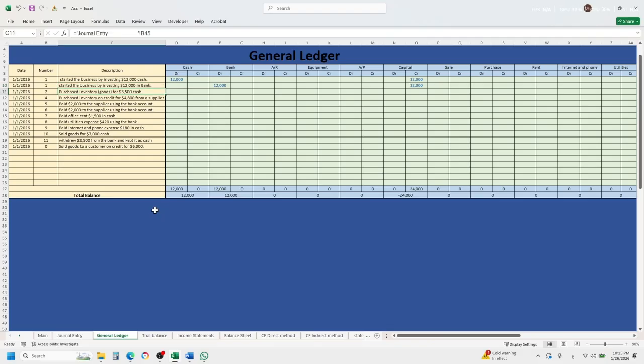Third one: purchase inventory for cash, cash decrease 3,500 and purchase increase 3,500. Purchase inventory on credit, account payable is 800 and purchase 800. Now paid 2,000 from the bank, so bank decreased 2,000 and account payable decreased 2,000. Paid 2,000 to the supplier.